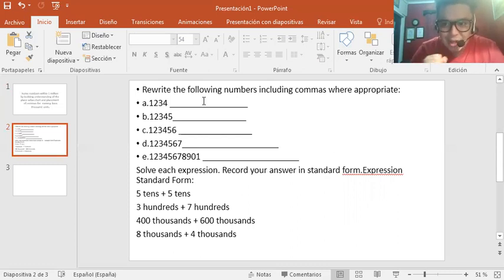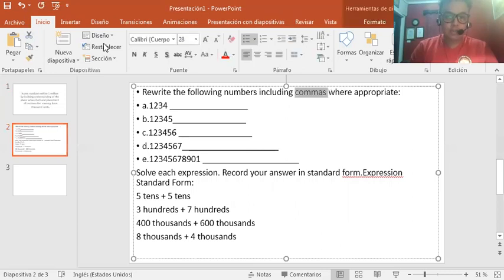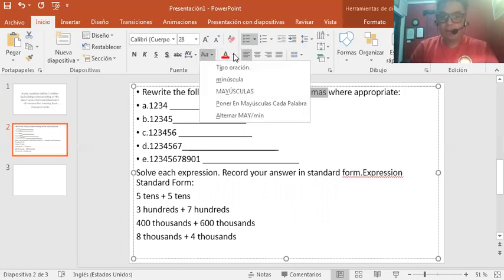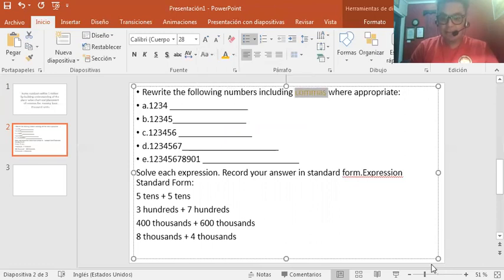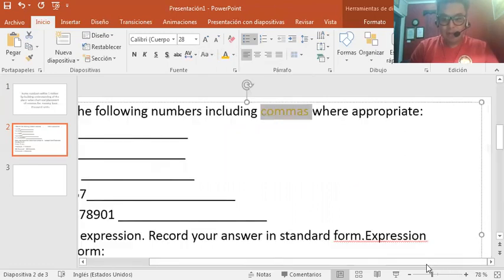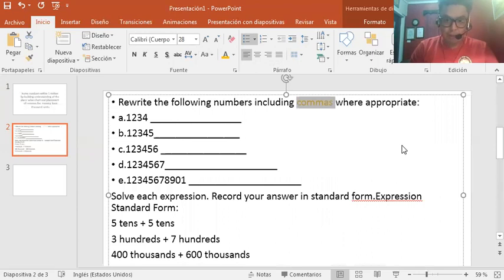So let's go. Here first let's read the example, the instructions. The instructions say: rewrite the following numbers including commas. So what we're going to do here is include the comma. Don't forget that. And what's the comma? I will show you now how we can include the comma here.